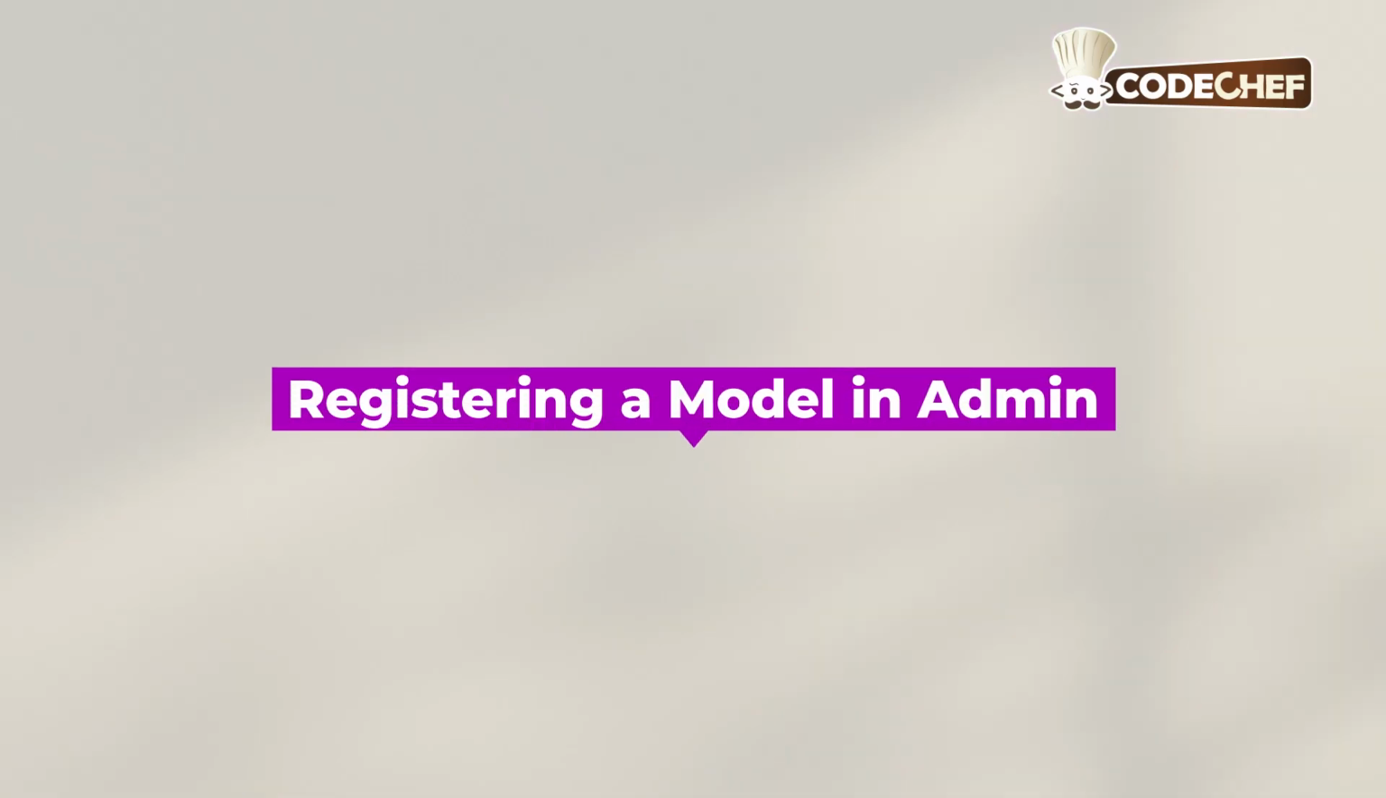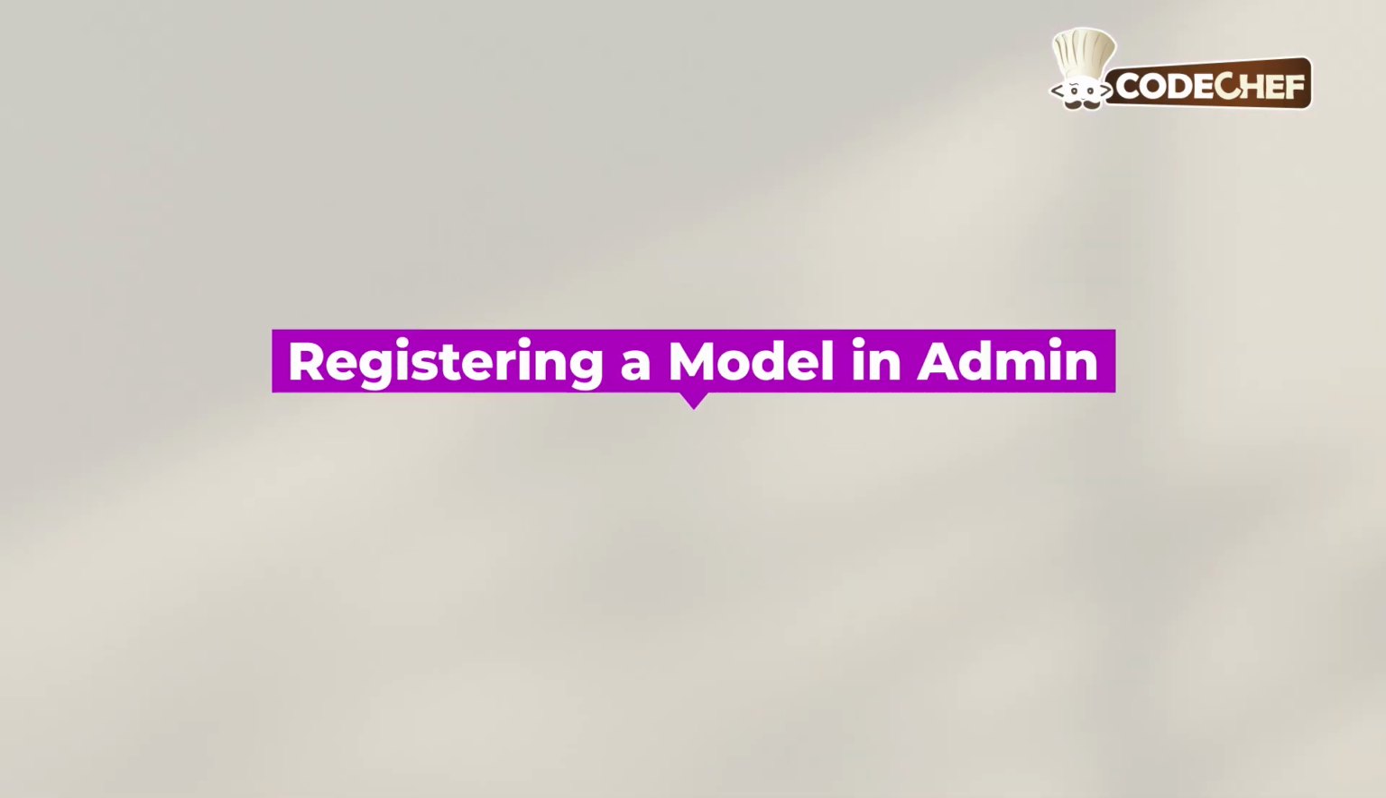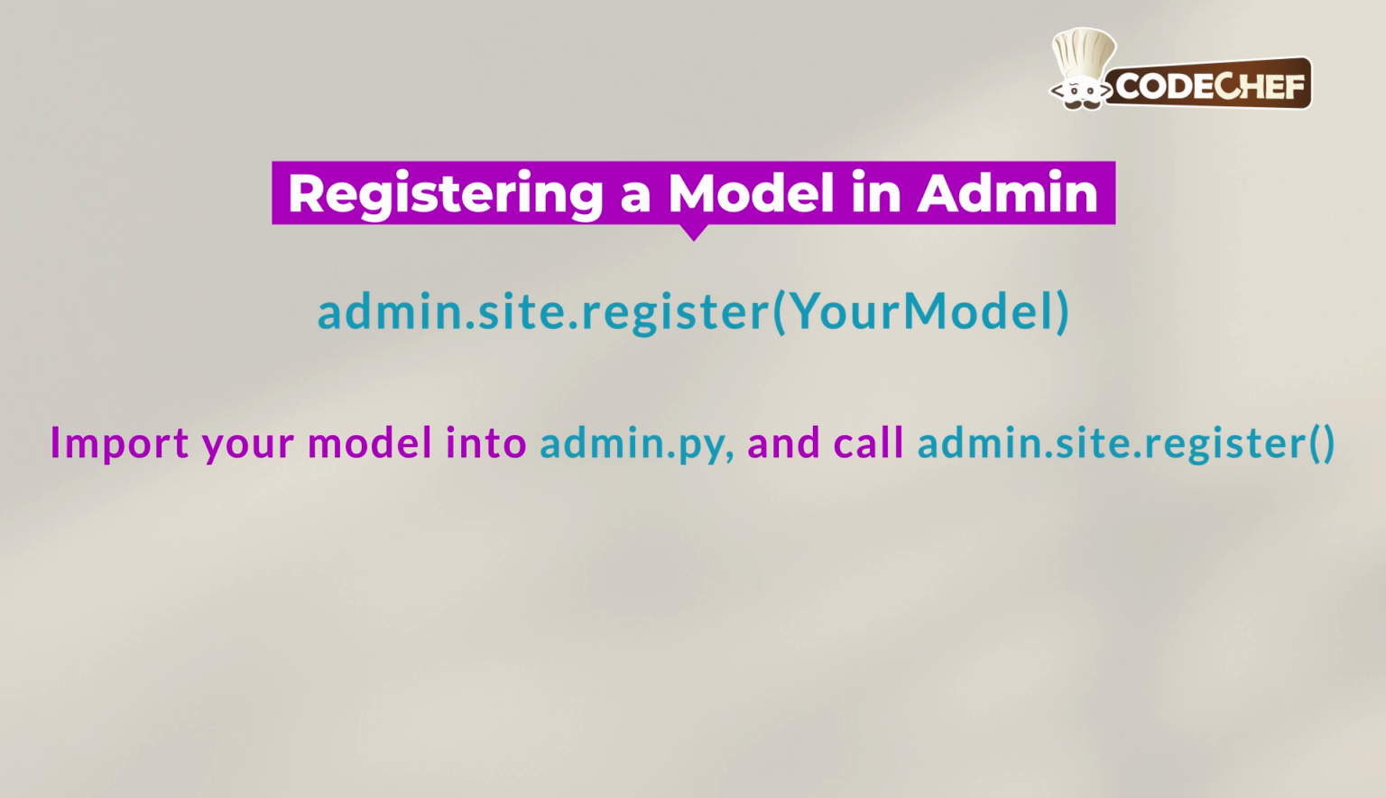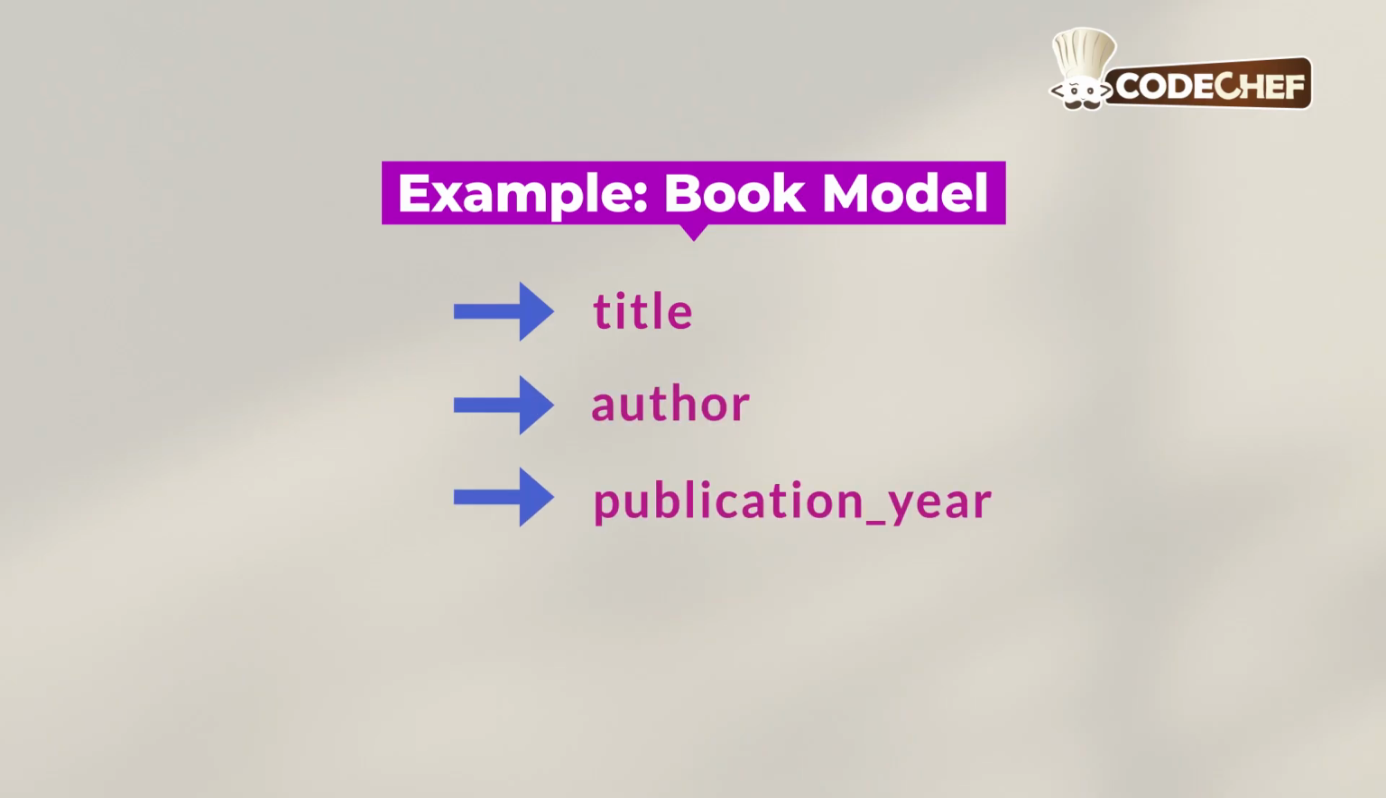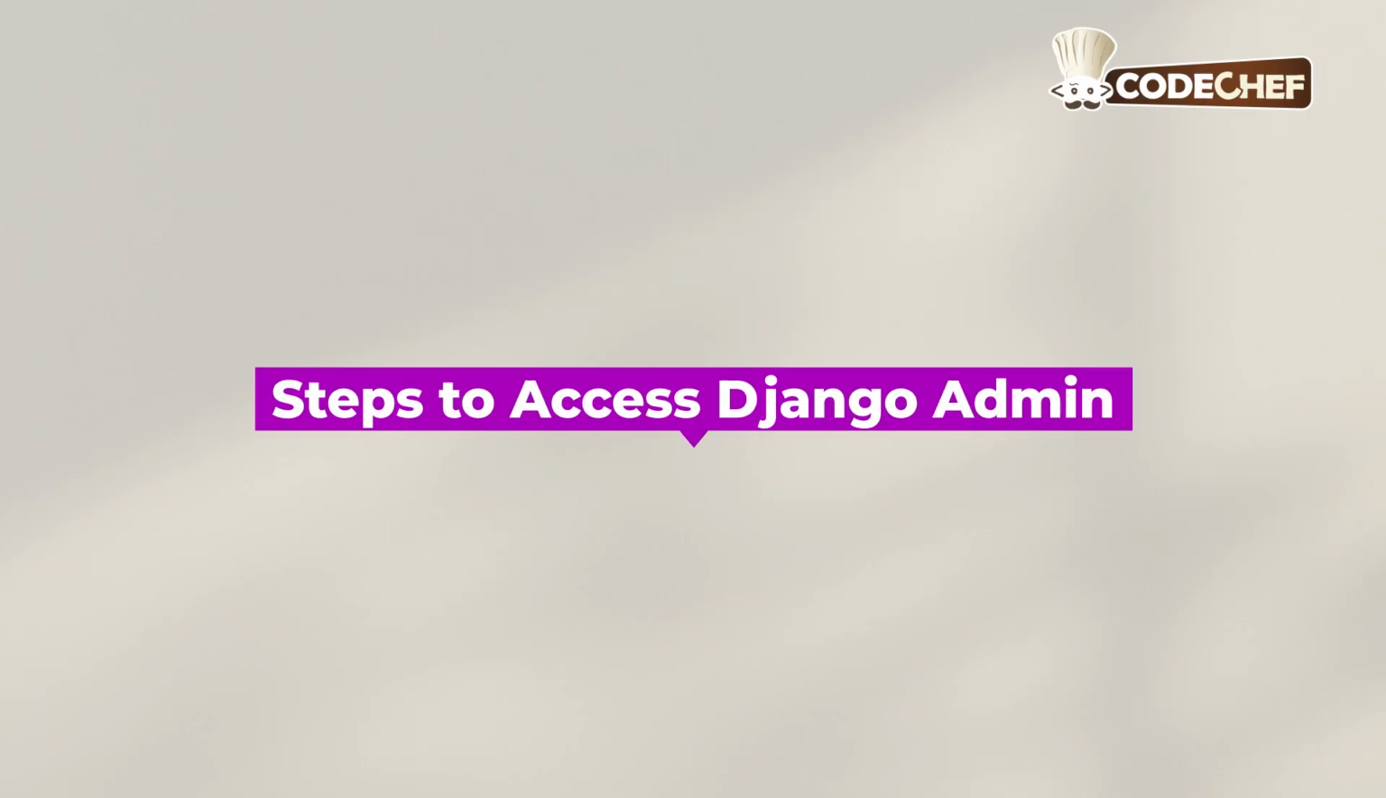Now, registering a model is extremely simple. Just import your model into admin.py and call the admin.site.register method. Now, in our example that we'll build, we'll create a simple book model with 3 fields: title, author, and publication year. And these are the exact steps to get the admin interface working.